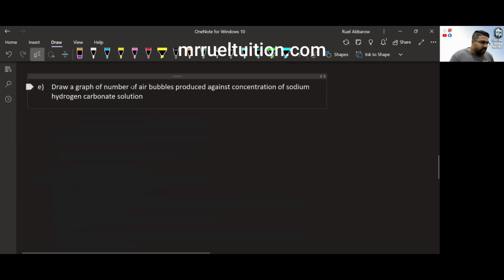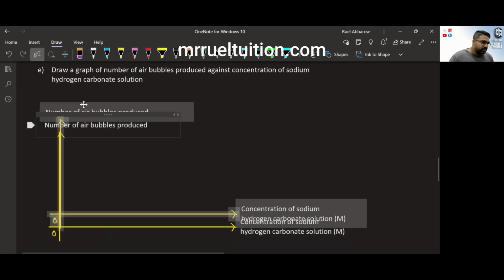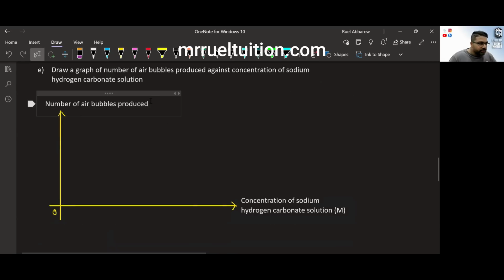Now, draw a graph of number of air bubbles produced against concentration of sodium hydrogen carbonate solution. Of course, the y-axis should be the number of air bubbles produced. There's no unit, of course, just number of air bubbles. And the x-axis is the concentration of sodium hydrogen carbonate solution. Again, I'm using molar here. Please check what your particular experiment requires, or rather what is provided.